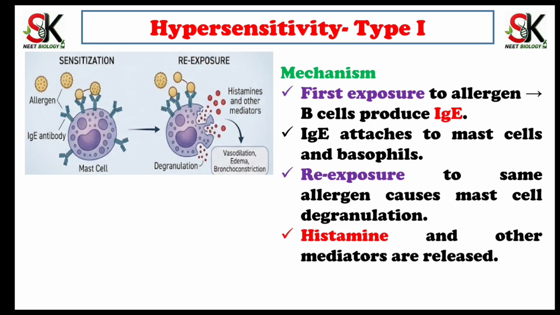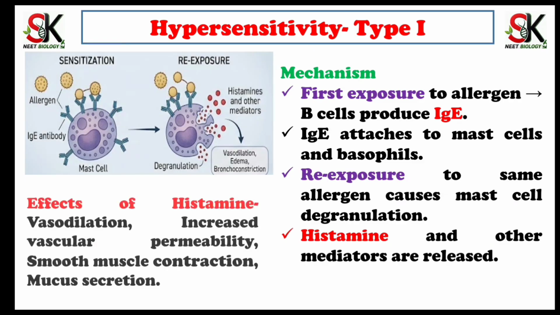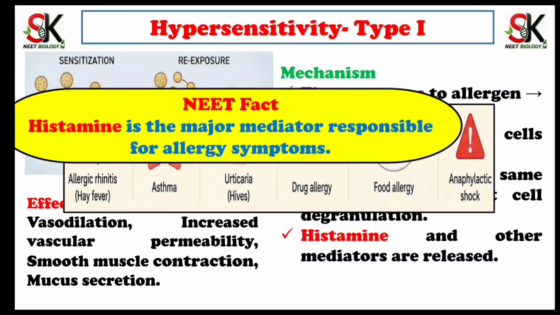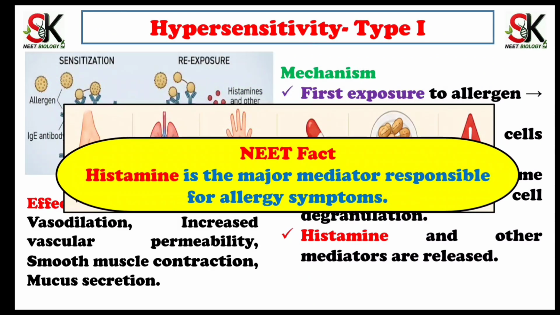Histamine causes vasodilation. It leads to increased vascular permeability and smooth muscle contraction as well as mucus secretion. The well-known examples of hypersensitivity type 1 are hay fever, asthma, hives, drug allergy, food allergy, and anaphylactic shock. The important NEET point is that histamine is the major chemical mediator responsible for allergy symptoms.